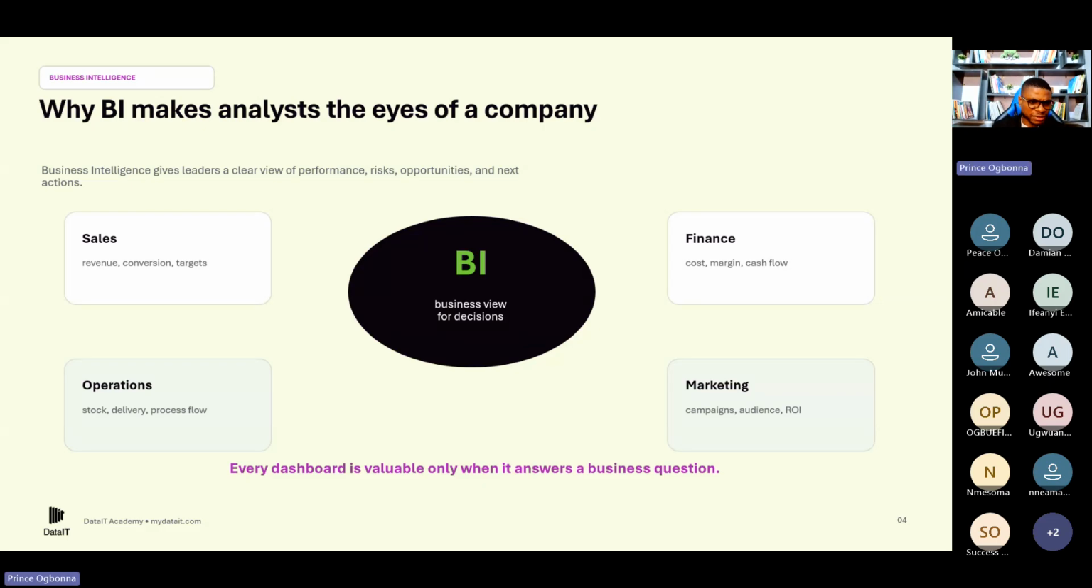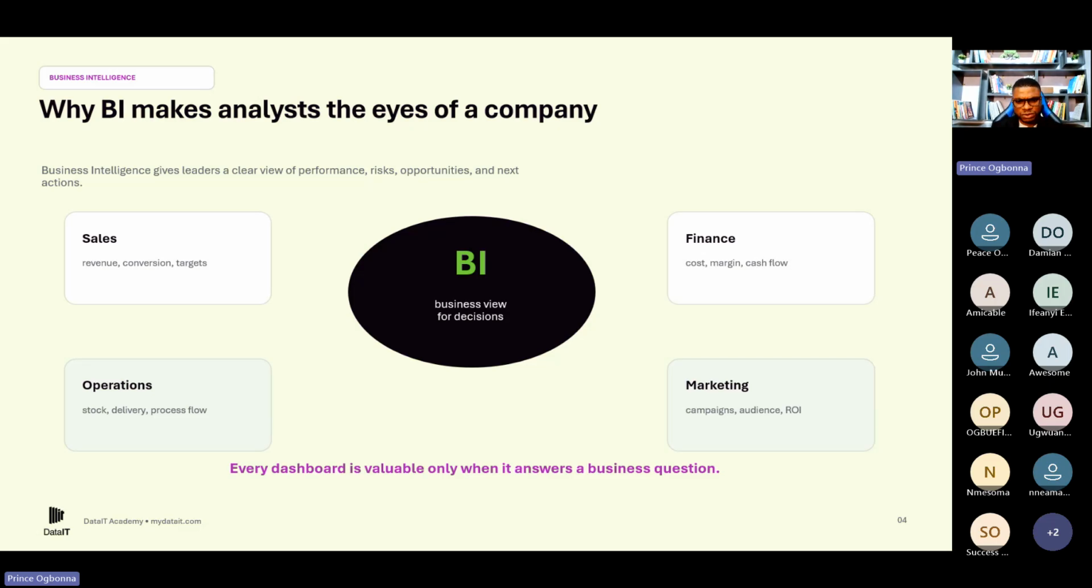So you look out for sales, and finance, how much is the company spending? Somebody mentioned a financial background here. I think it's Gabriel. So coming from a finance background, I know you are going to do so well in data analytics because you already understand operations in the company. Then you look out for operations, and for marketing as well: campaigns, audience, the ROI made from campaigns.